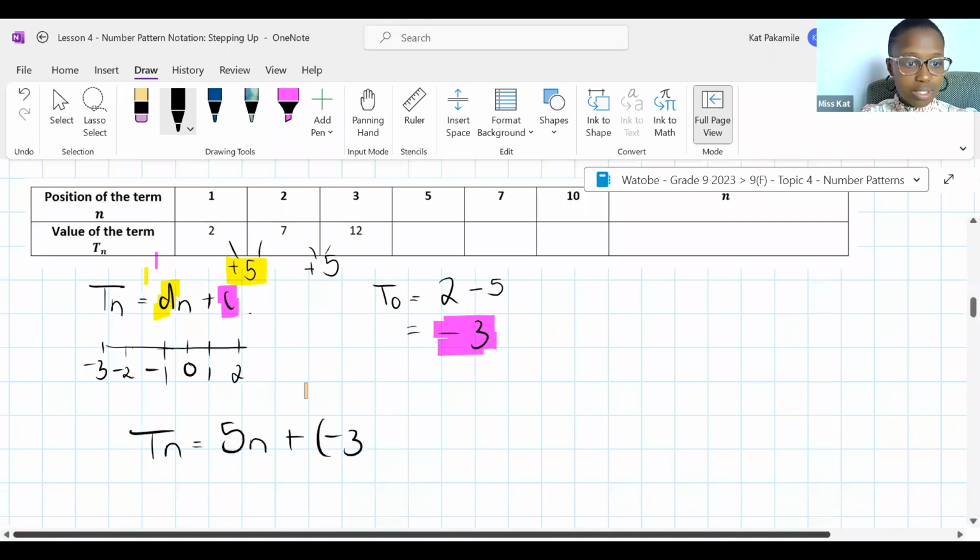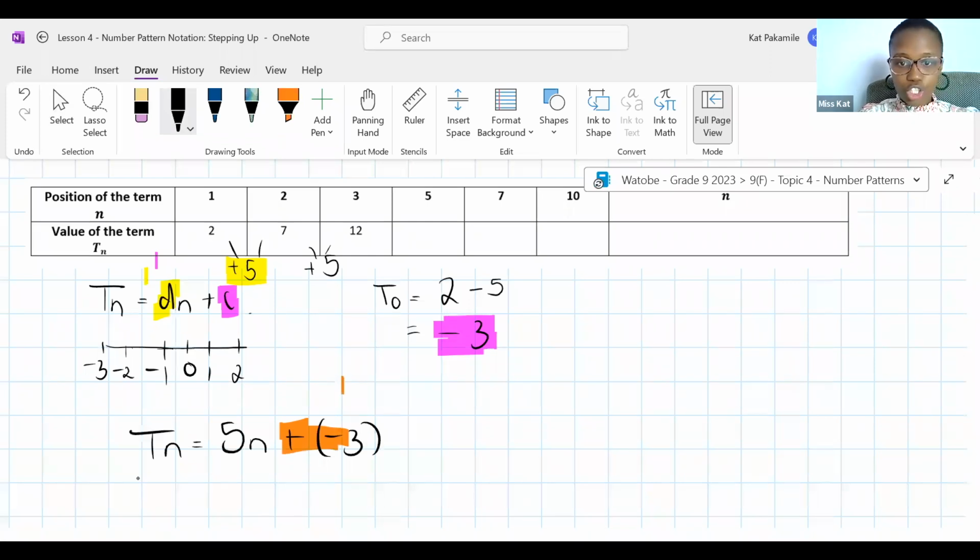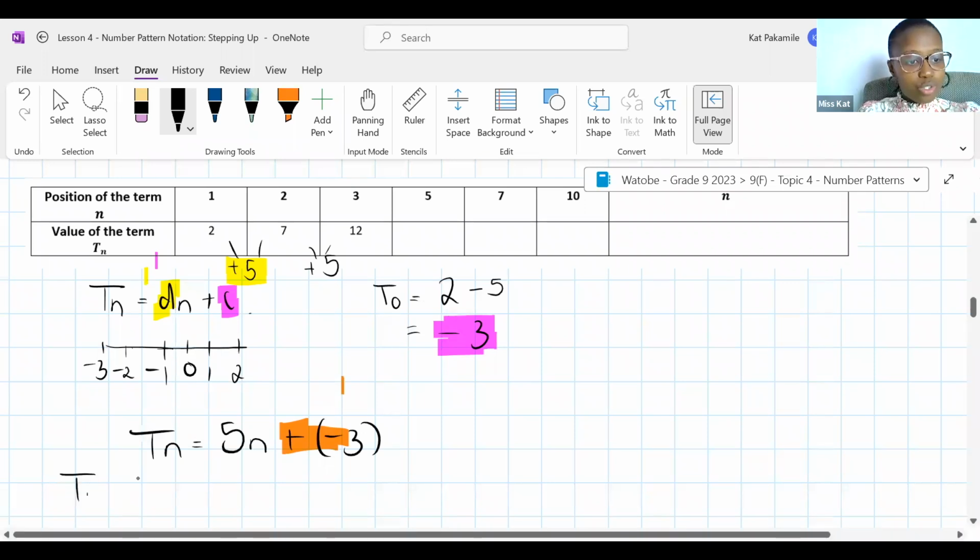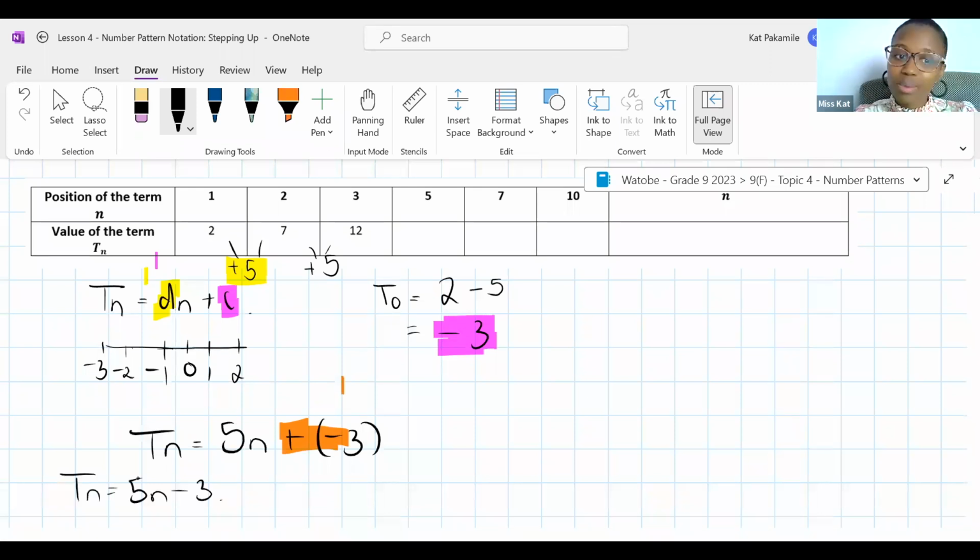We don't like this, guys. Tell me, a positive and a negative become what? Negative. Thanks, Goku. Thanks, Chichi. Negative and positive. There we go. So then our rule is Tn equals 5n minus 3. Guys, isn't this much shorter than what we were doing?